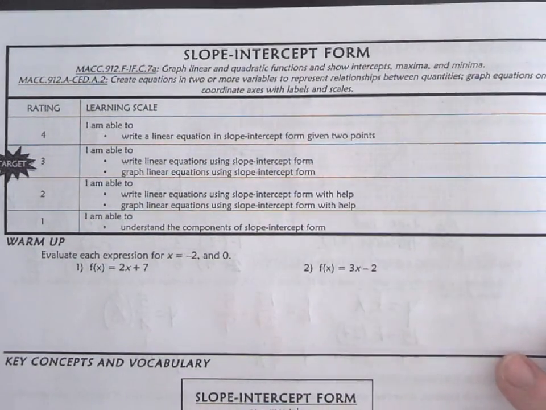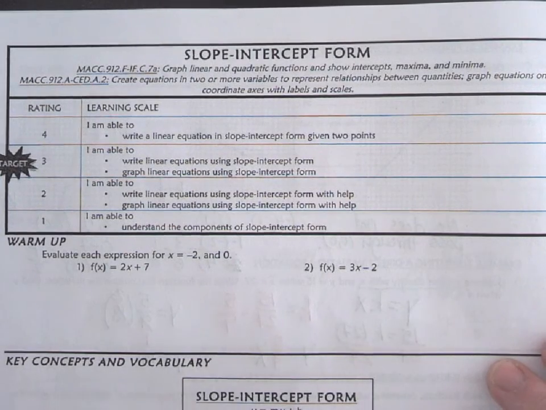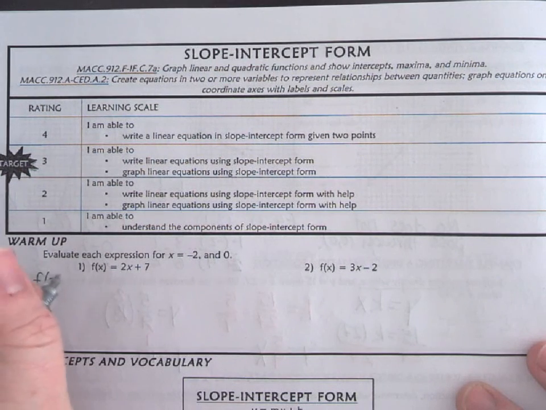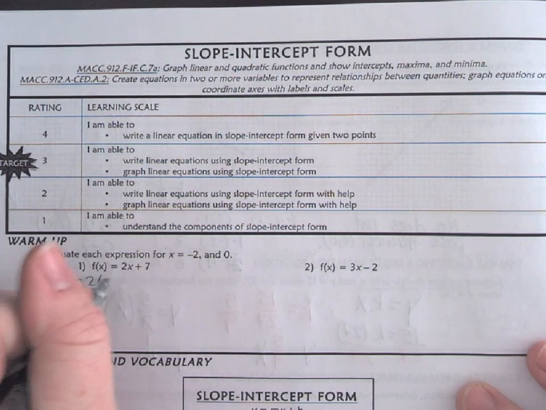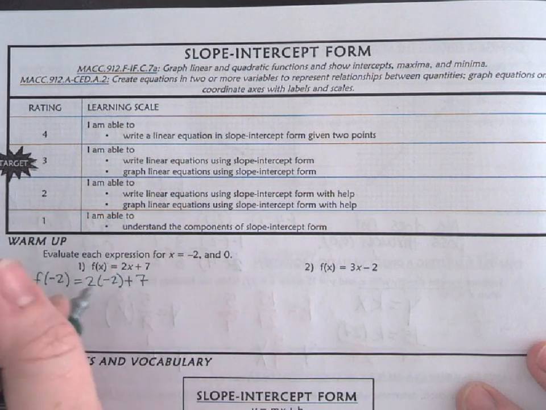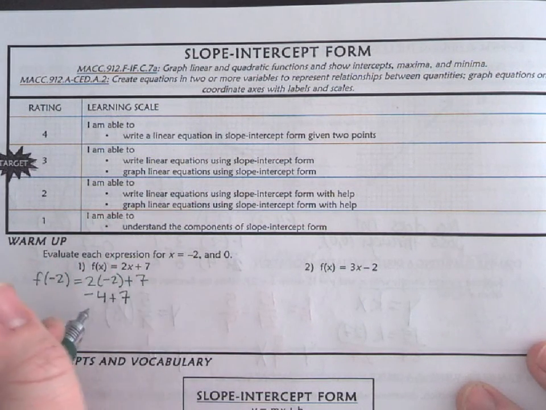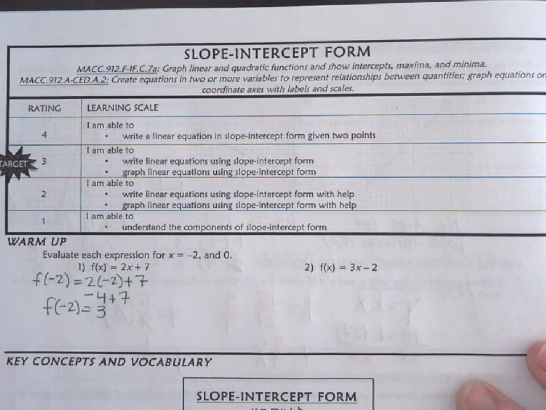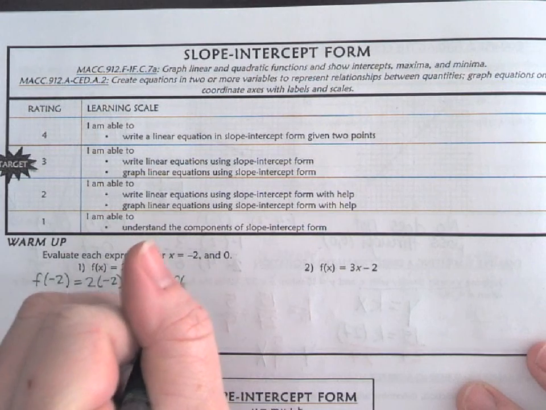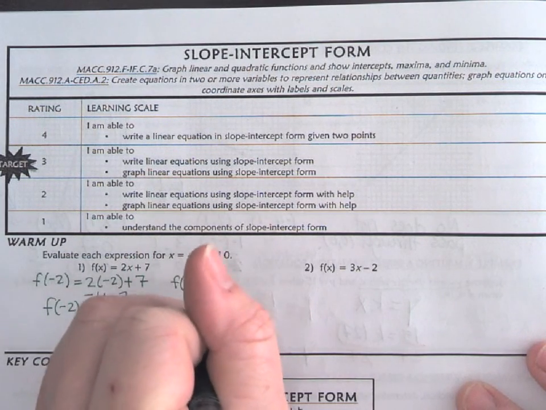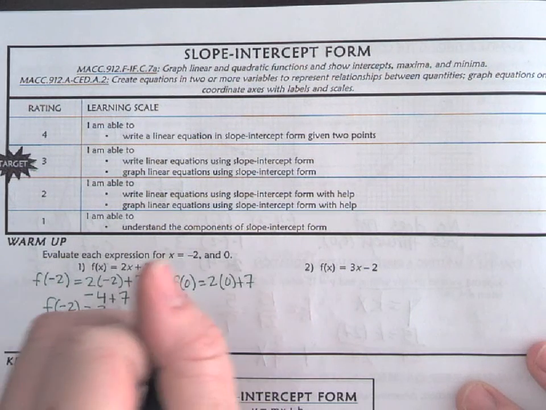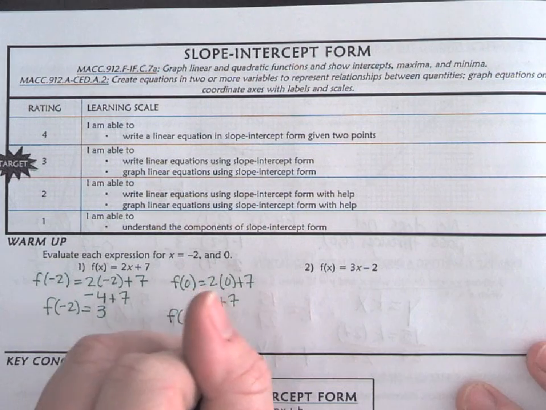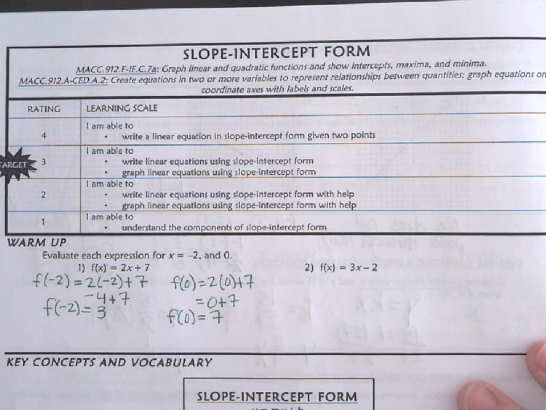So first we're going to do a quick review of, can we evaluate expressions? So the first one, we're going to find f of -2, right? So we substitute in, and we simplify. So f of -2 is 3, and we're going to evaluate for 0. And we get that f of 0 is 7.